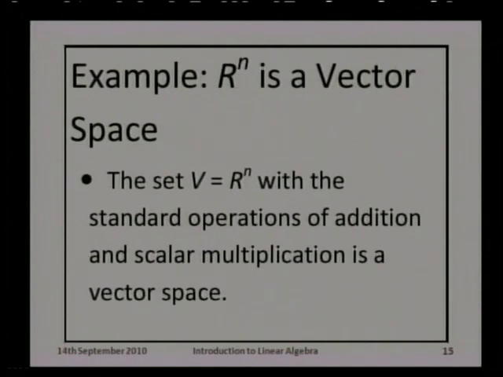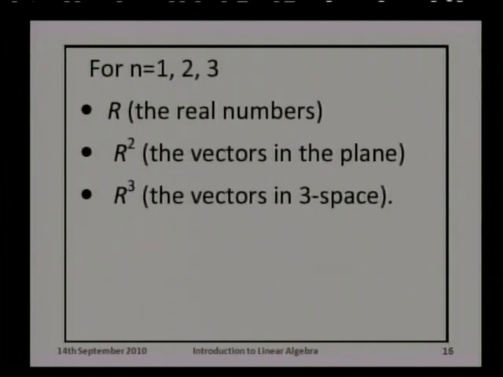The first immediate example we come across is Rn. It is a vector space in its own right, where the standard operations are addition and scalar multiplication. So Rn with the standard operations of addition and scalar multiplication becomes a vector space. If n is 1, then R, the real numbers, is a vector space.